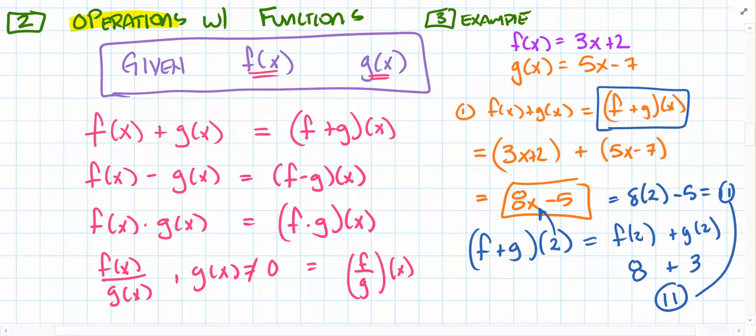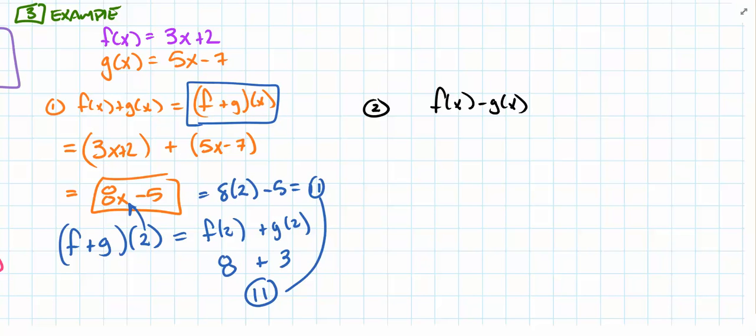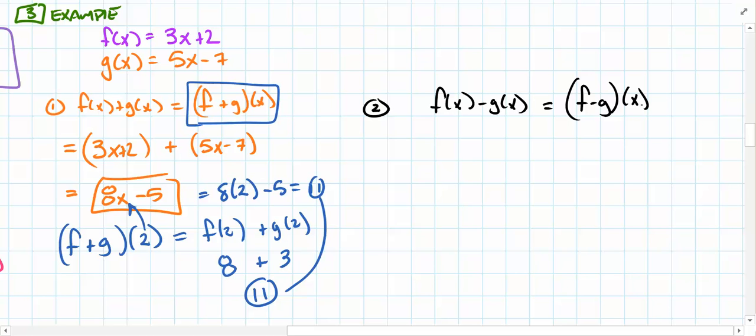This is just f minus g of x. We'll do it both ways, just to show you get the same thing. What is f of x? It is 3x plus 2, minus g of x, which is 5x minus 7. Very good. If I simplify this, I get negative 2x plus 9, right? I went super fast here.